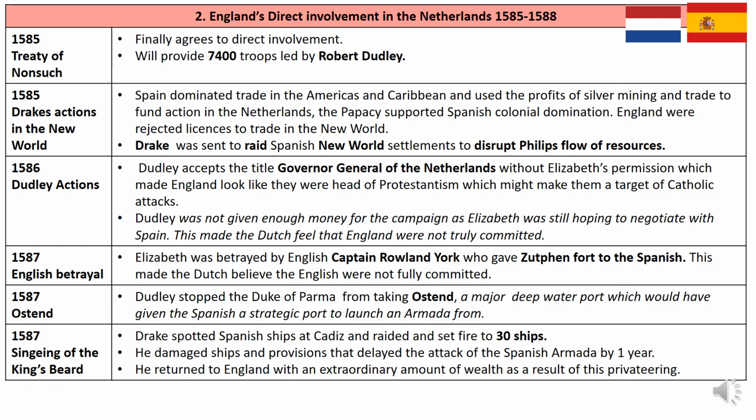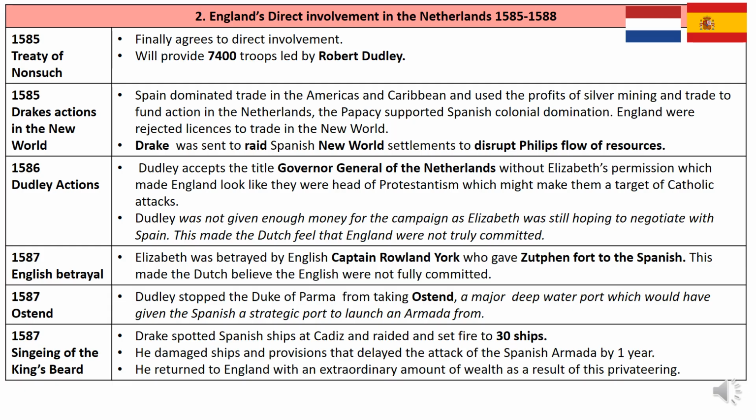Now, Ostend is a major deep water port in the Netherlands, and it is incredibly important that Dudley has done this. This is because it is one of the only major deep sea water ports that is close by to England. So by stopping the Spanish from having one of those, it's going to make it hard for them to launch an armada. These huge warships need deep water ports to dock, and she's going to prevent them from having one in Europe or close by to England.